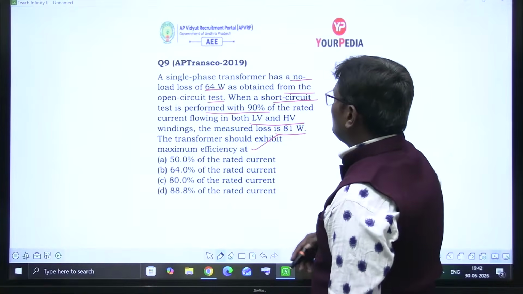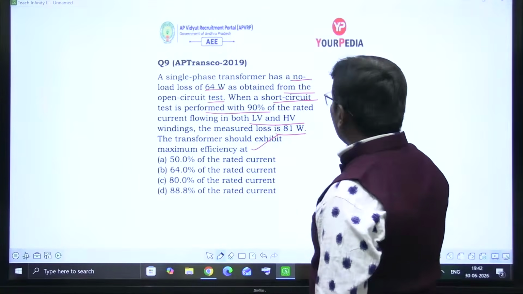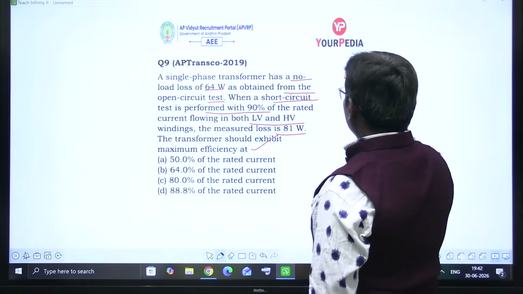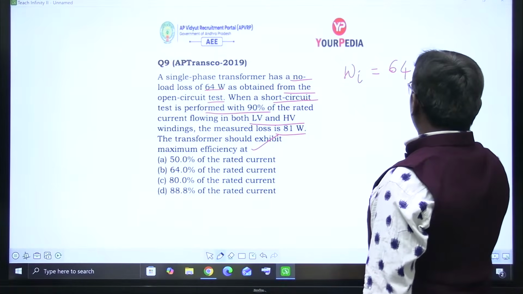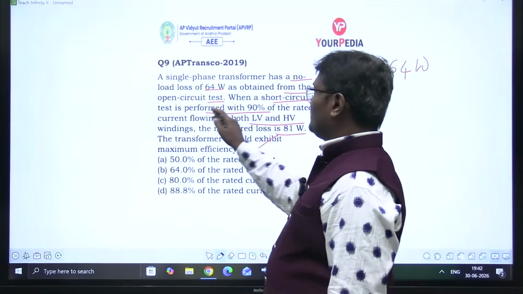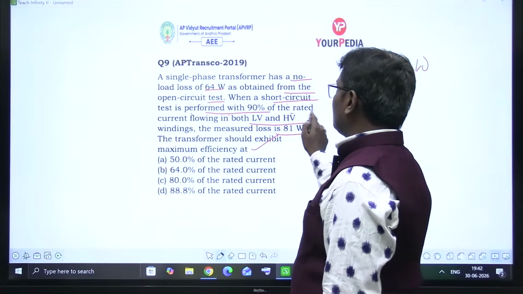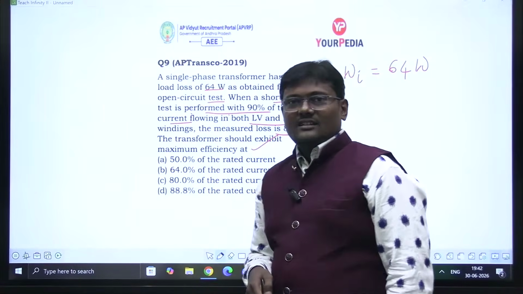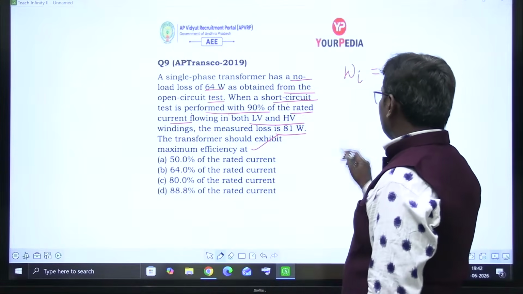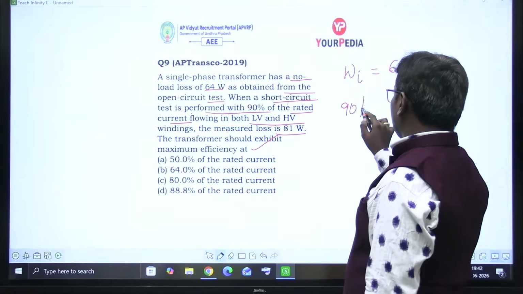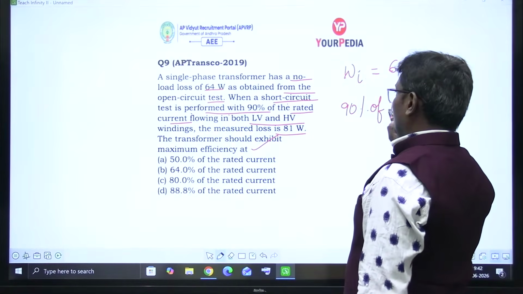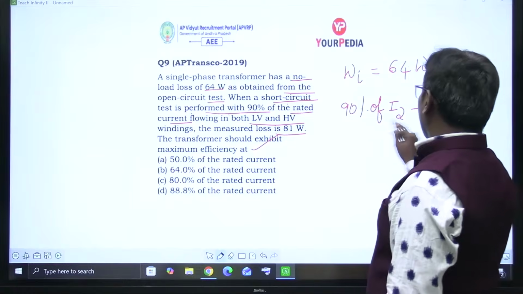What is a no load loss? It is iron losses. That iron loss is equal to 64 watts. But when the short circuit test is performed with 90% of the rated current, what is the loss? 81 watts.